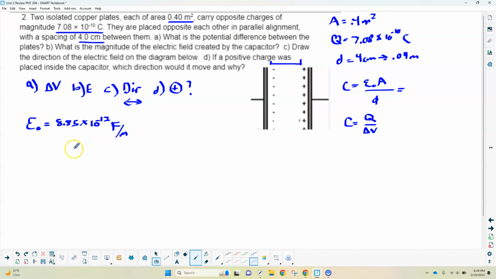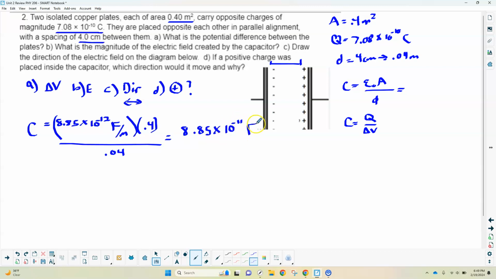So if we put that number in the equation, and I'm just going to call this C to save time, C is equal to the permittivity of free space times the area, which is 0.4, divided by the distance between the plates, which is 0.04. You will get your answer of capacitance, which is 8.85 times 10 to the negative 11th. The units for capacitance are farads. Usually it's micro or pico, but that's fine. The answer is good.